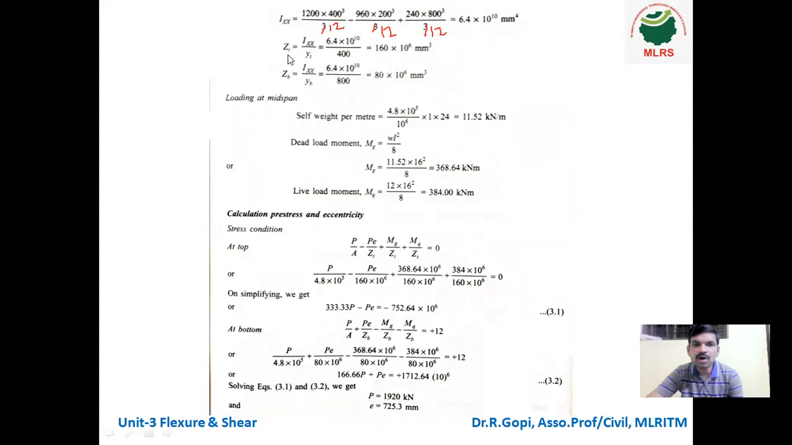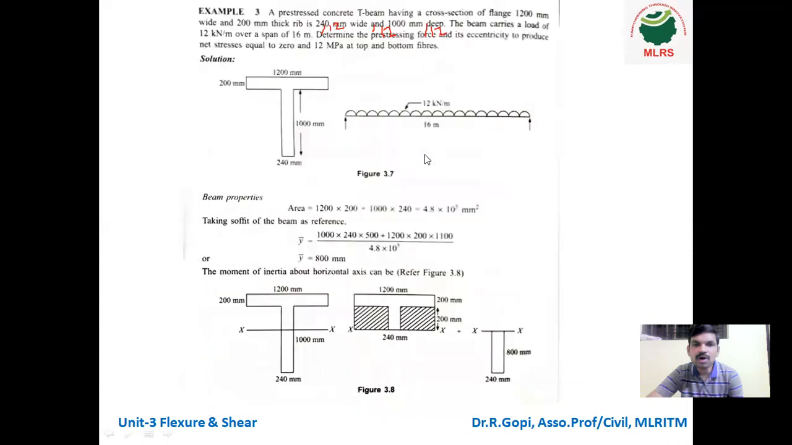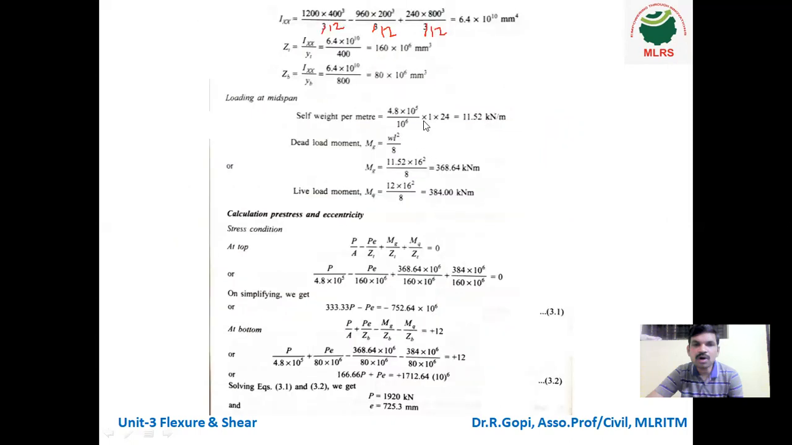From this, ZT is equal to Ixx divided by Yt and Zb is equal to Ixx divided by Yb. So substitute the Ixx value and the corresponding centroid distances at the bottom and the top, and you can get the ZT and Zb values. From here onwards, the procedure is the same as the previous problem. Calculate the self weight of the beam per meter. How to calculate it? We know the area, so area into 1 gives the volume, into 24.